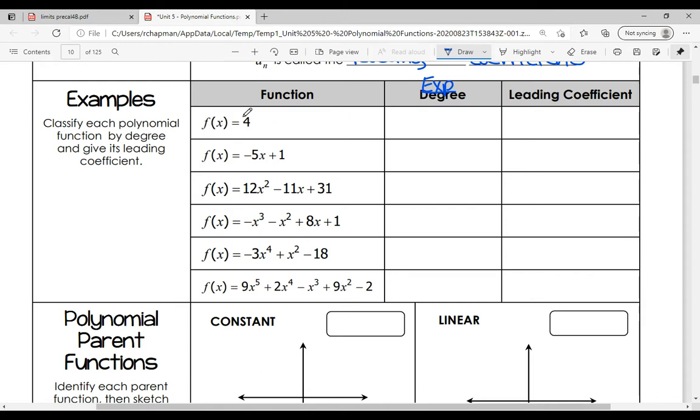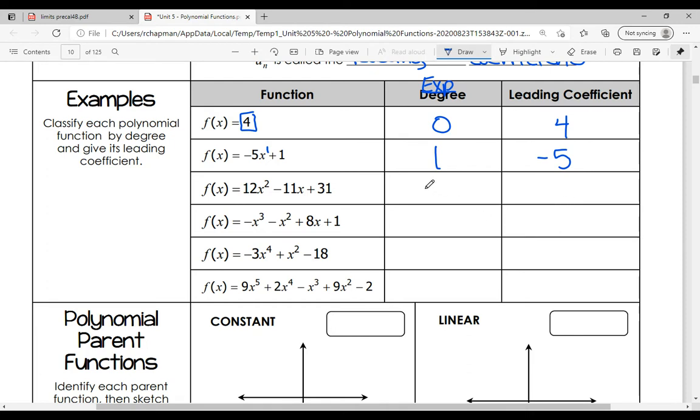So this first example, this is the function itself, 4. Do you see a variable? Nope, no variable. So 0 degrees, and the leading coefficient is just 4. Okay, in the second one, I see an x with an exponent of 1, so the degree is 1. The leading coefficient is attached to that term that I pulled that exponent from.